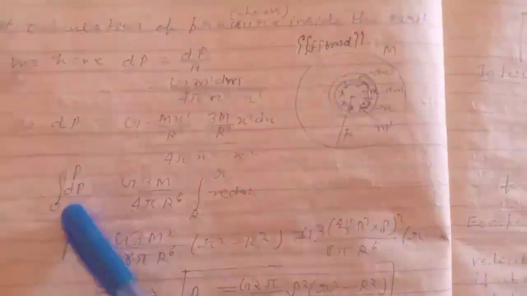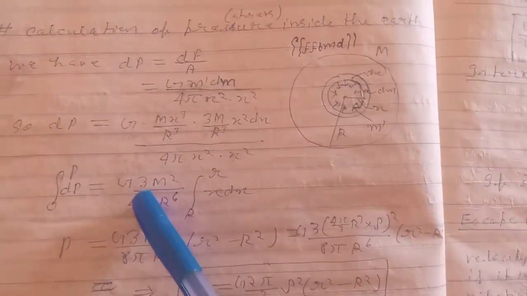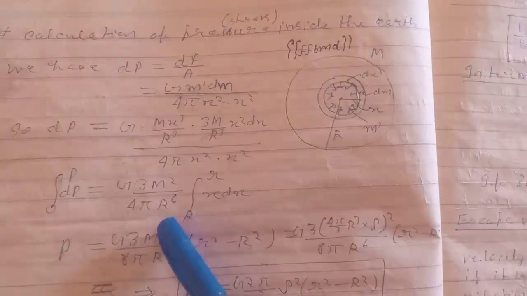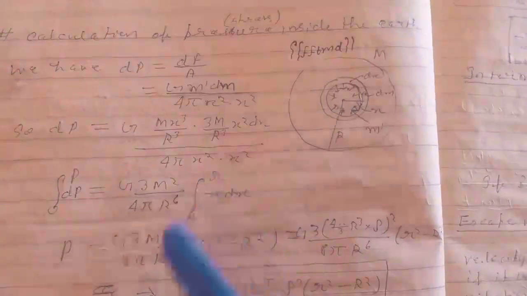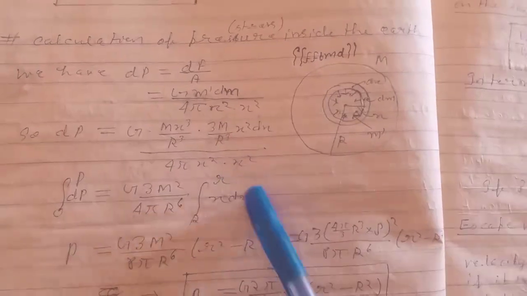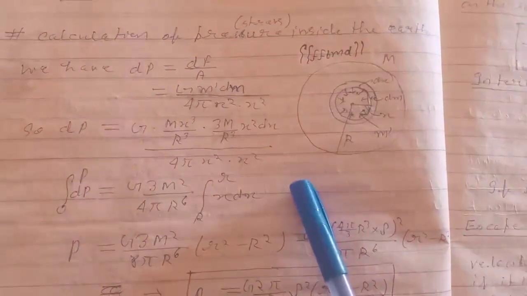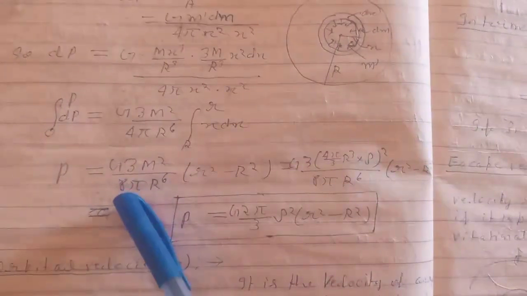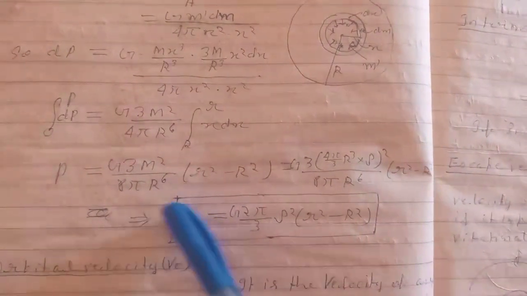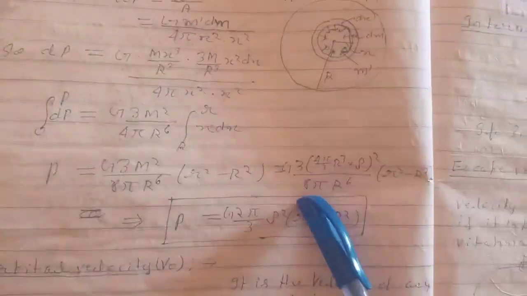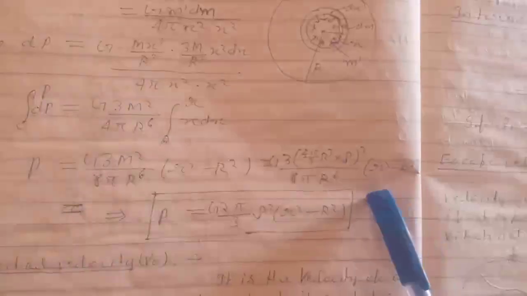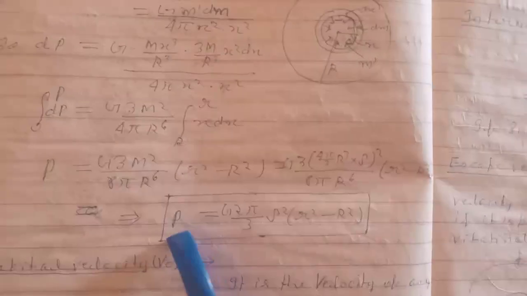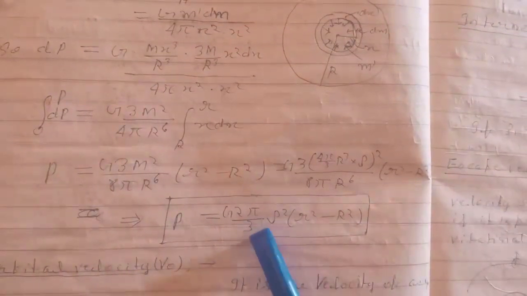And integrating P from 0 to P, dP equals G into 3 M square by 4 pi R^6, integral from r to R of x dx. Hence P equals G 3 M square by 8 pi R to the power 6 into (R square minus r square), or G into 3 into (4 pi by 3 R cube rho) whole square by 8 pi R to the power 6 into (R square minus r square). Hence pressure is equal to G into 2 pi by 3 into rho square into (R square minus r square). This is the pressure.